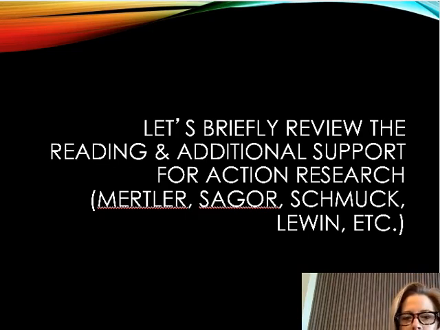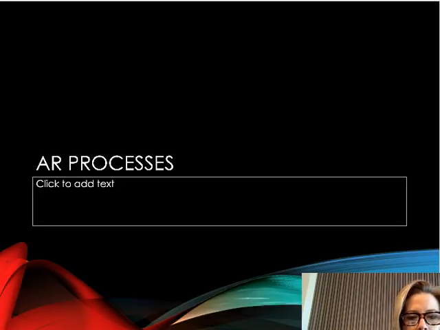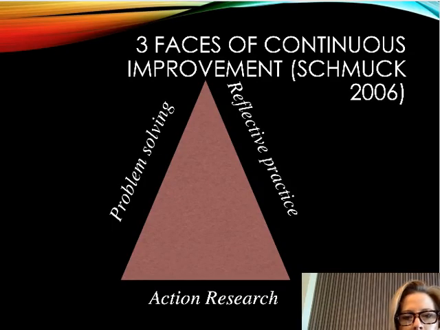Let's briefly review some of the reading, and I won't spend a ton of time on this, but this is basically just some different ways to think about the process and the methodology for action research. So again, I won't spend a whole lot on each of these, but I'm going to pull in some different references. You've got the Mertler text. We've also used Sager and Lewin and Schmuck as other authors that have provided some good thinking around action research. So we're going to talk a little bit about the processes for action research.